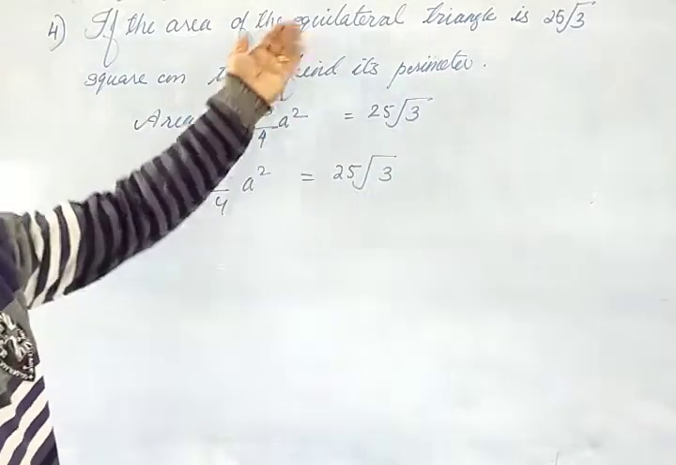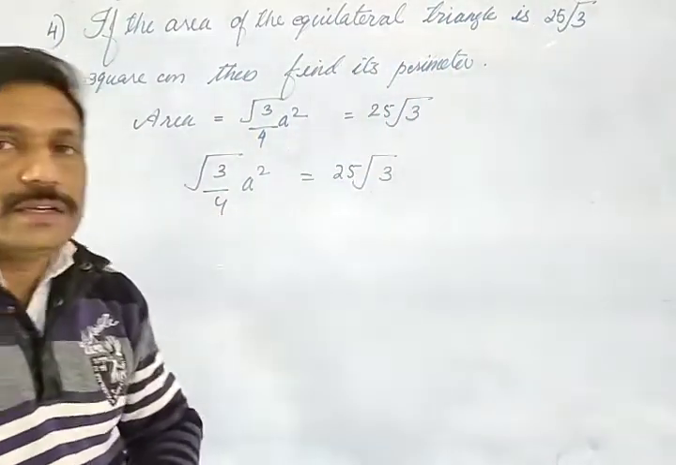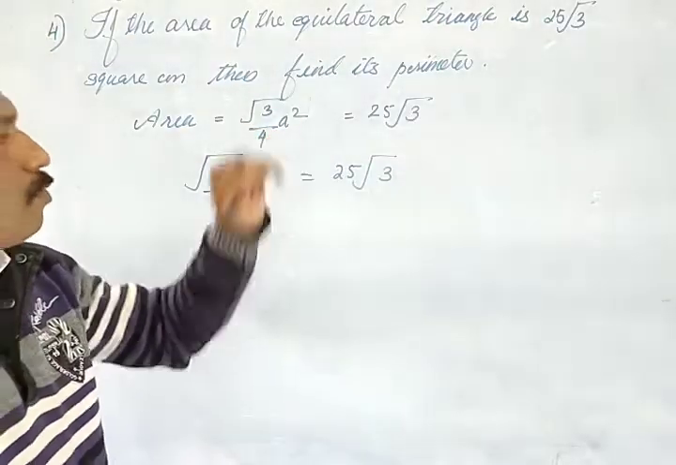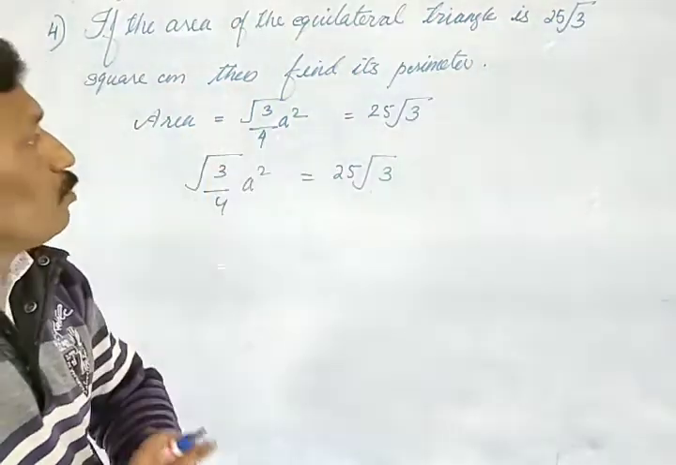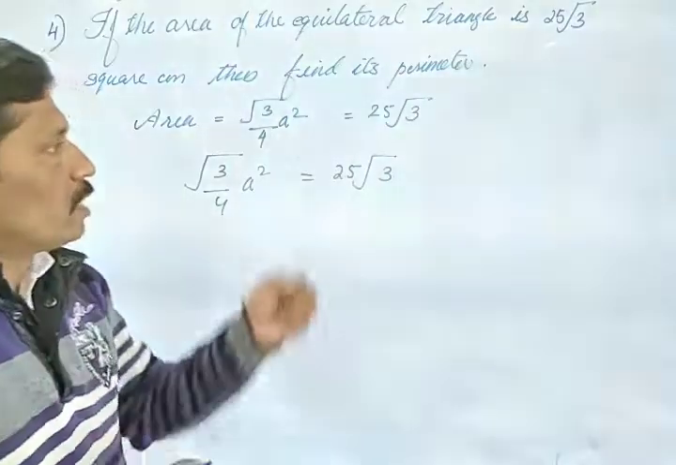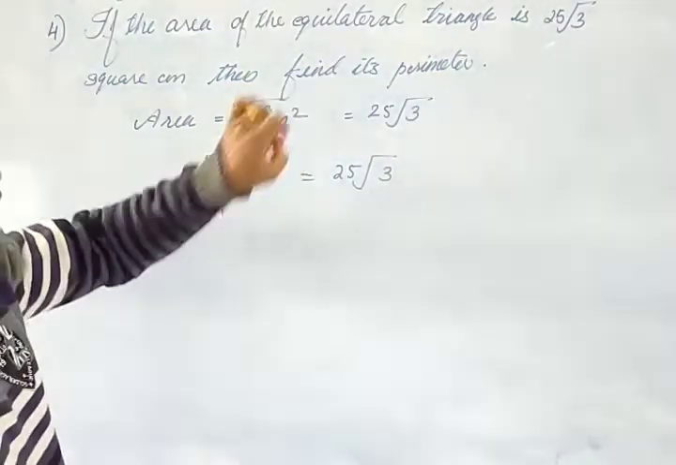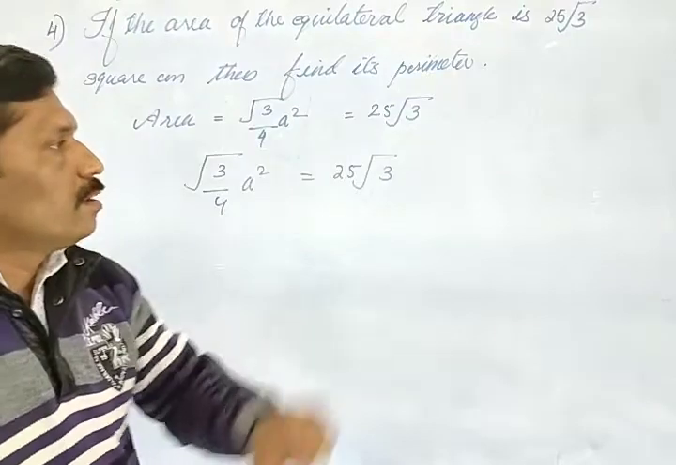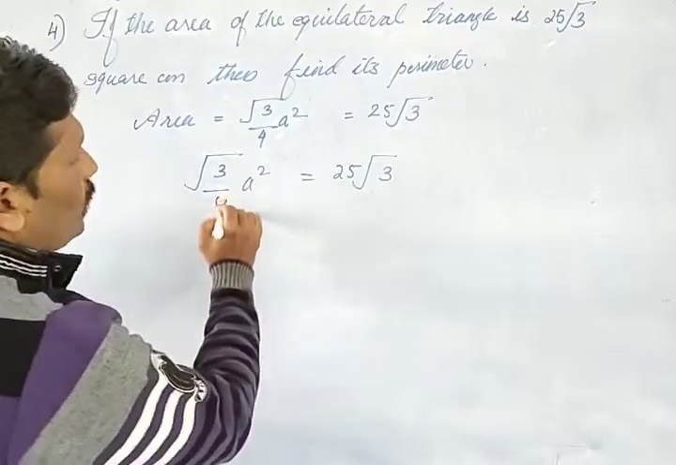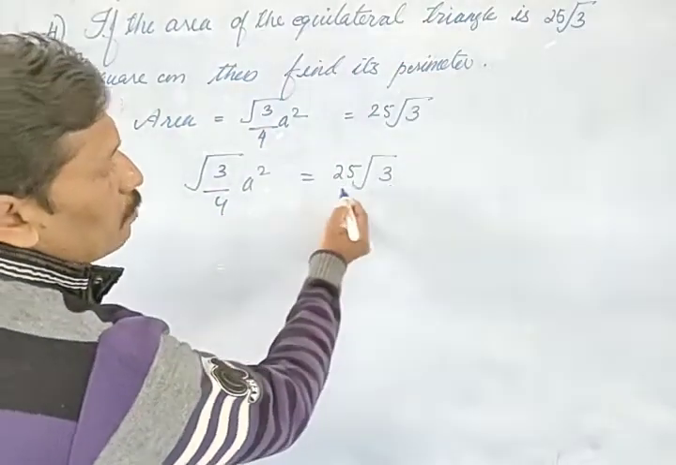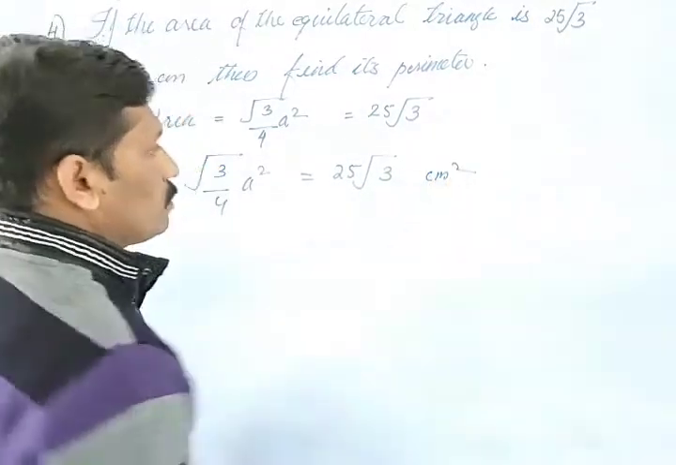The area of equilateral triangle is 25 root 3. Area is given. Area formula root 3 upon 4 a square. Root 3 upon 4 a square, that is the formula to find out the area of equilateral triangle. And here a means it is side. So the missing value a we can find out from this formula. Root 3 upon 4 a square is equal to, that area is given, 25 root 3 square centimeter, in centimeter square, that is given.